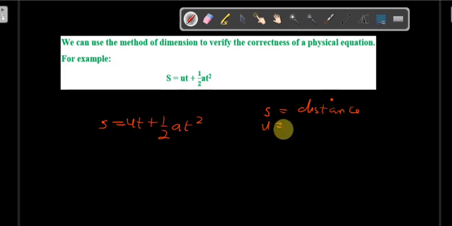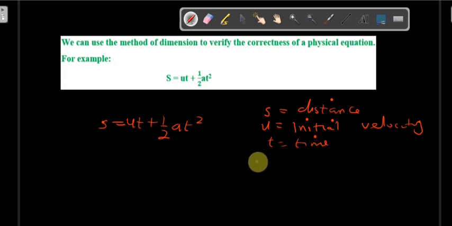U is equal to initial velocity, then T is time, A is acceleration.